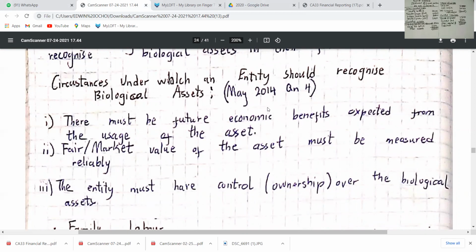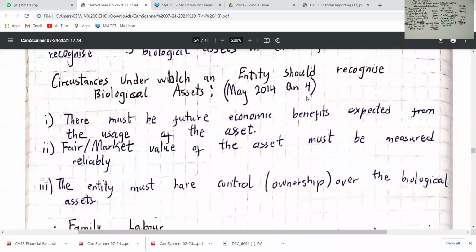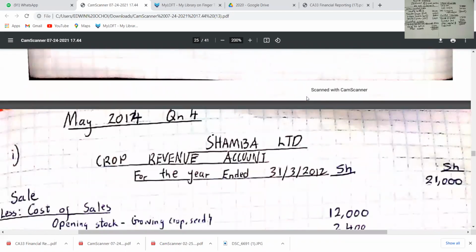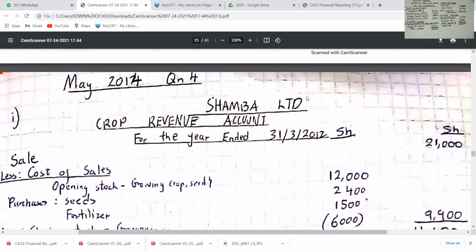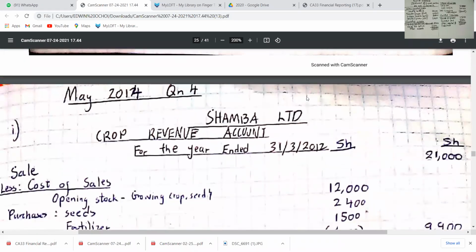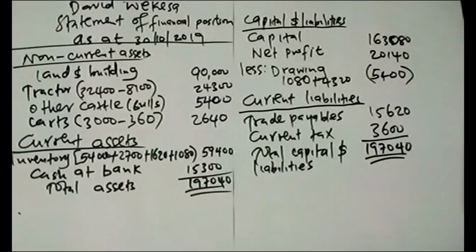Assignment, go and do May 2014, question 4, but now part B of the same. This is the solution which is here, but I would like you to do it first before I share this answer to your WhatsApp group. And this comes to the end of today's class. So that was how short it was. That is all you need to know concerning farming.